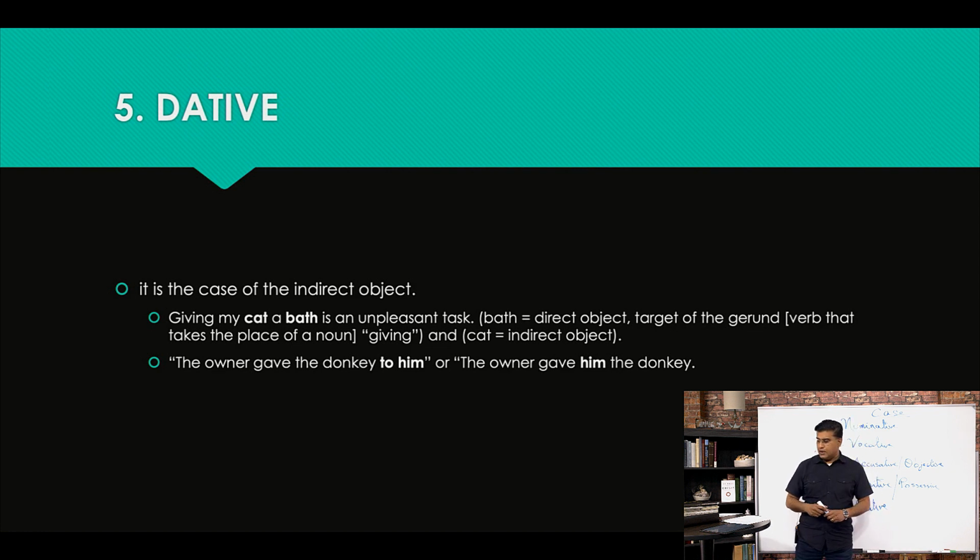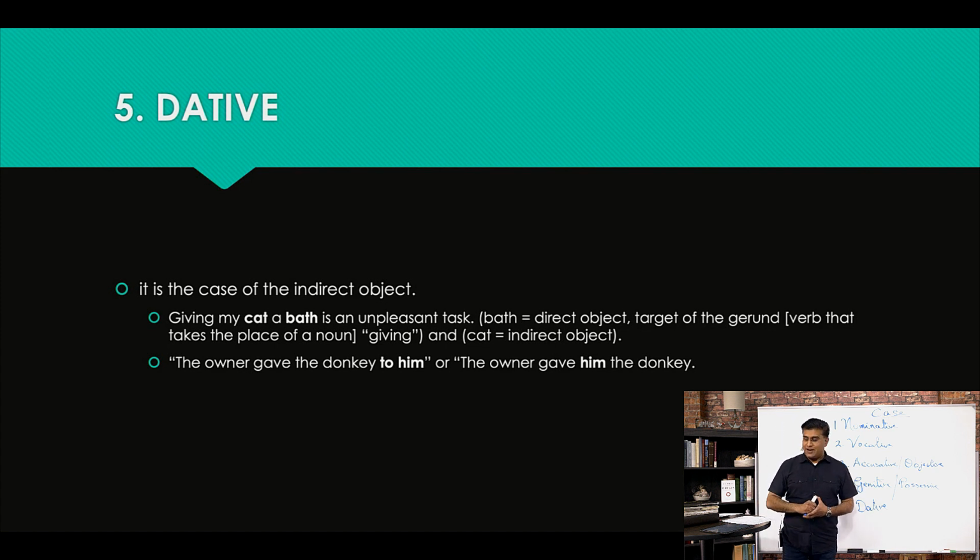Dative case. Okay? It is the case of the indirect object. Now, remember I said something about it earlier in the accusative. The accusative is a direct object of the transitive, or the indirect object, or the object of the preposition. Well, in Greek grammar, there's also a dative case that actually handles the indirect object. Instead of falling under accusative, it is its own category, which is dative. So, example: giving my cat a bath is an unpleasant task.